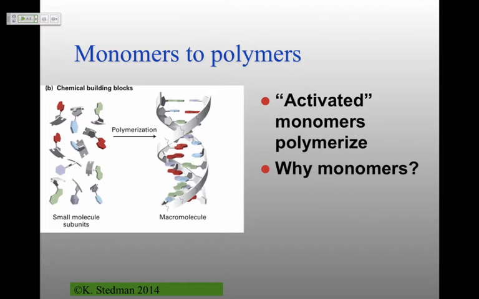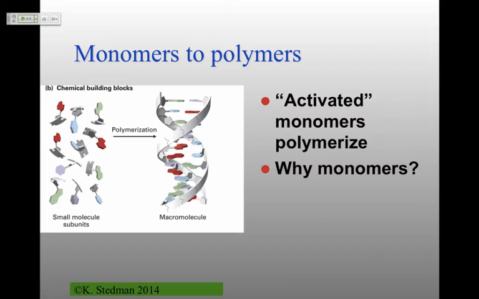Monomers to polymers, we already talked about this a little bit. Again, amino acids and nucleotides all have a front end and a back end. They're all going to be the same. Pretty much all biological macromolecules are going to be made up of individual monomers. Why monomers? They're a lot easier to make, they're a lot easier to transport, et cetera. But also, they're easy to activate.